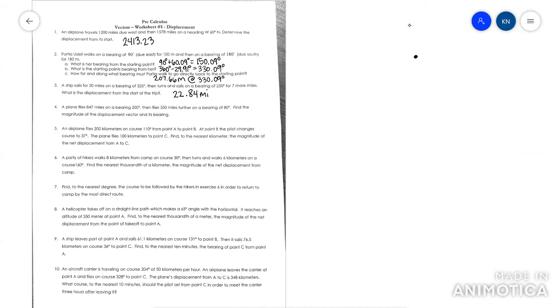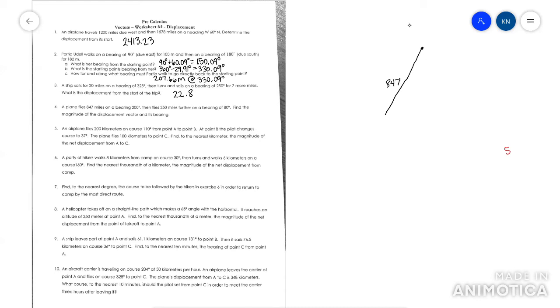Number 4. It's this plane, and it's going to fly 847 miles at a bearing of 200 degrees. So here's the plane, and here is 180 degrees, right? If it flew this much, it's past that. So 200 degrees would be like... my undo's not working anymore. Okay, that's going to be a problem. Anyways, the plane's here, and it flies at 200 degrees for 847 miles.